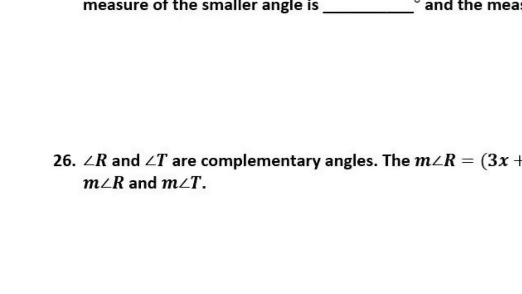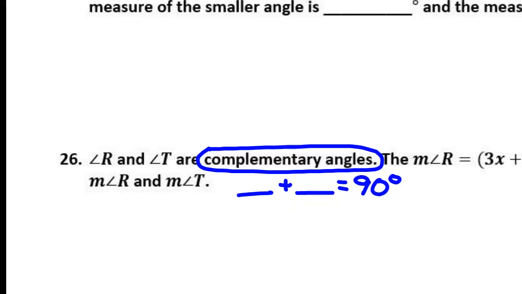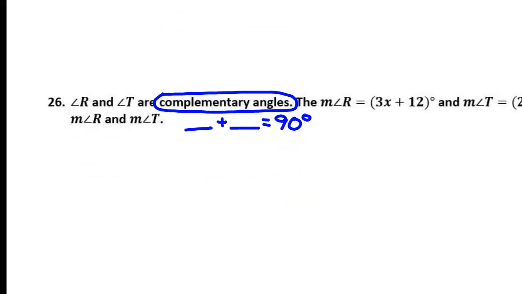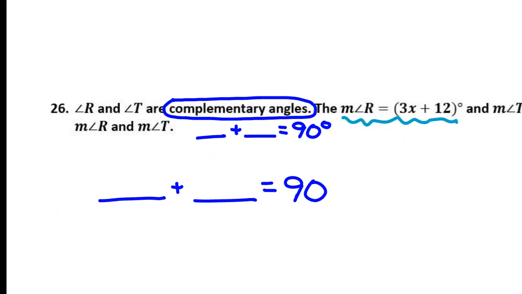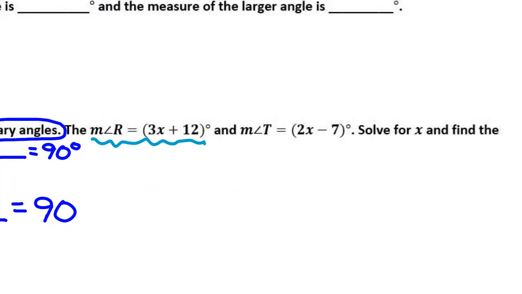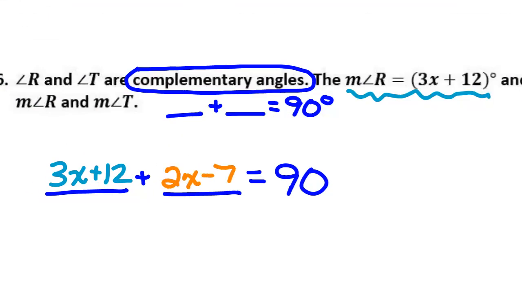Angles R and T are complementary angles. What does complementary mean again? Adds to 90 degrees. Not each one is equal to 90. Together, they make 90. So when I see complementary or supplementary, I've got these 2 blank lines and then equal to. If it's complementary, it's equal to 90. If it's supplementary, it's equal to 180. Measure of angle R is 3x plus 12, so that goes in one of my spots. Measure of angle T is 2x minus 7, so that goes in the other spot.